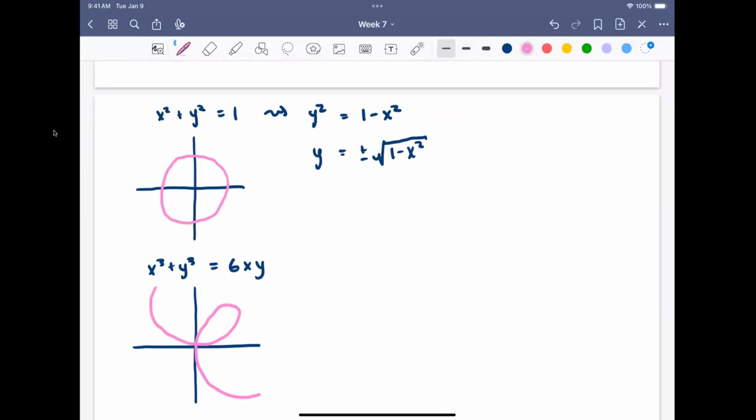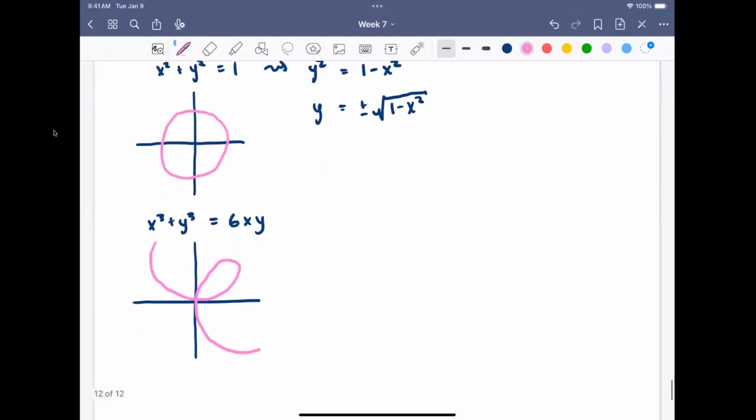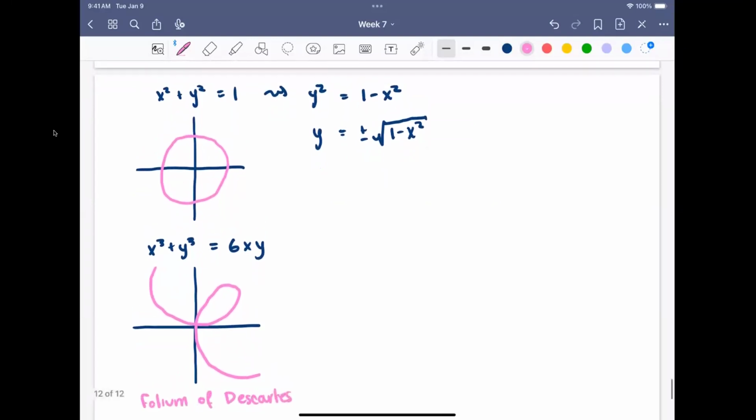Okay, and also the book calls this the folium of Descartes. I don't know why. Okay, so these last two pictures that I drew are not graphs of functions.